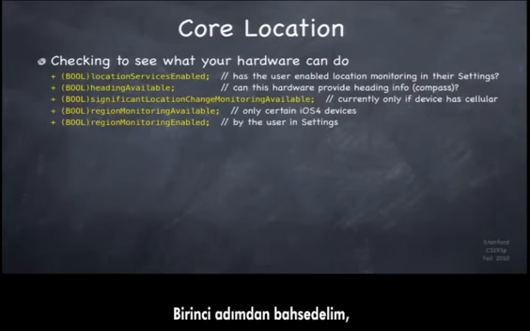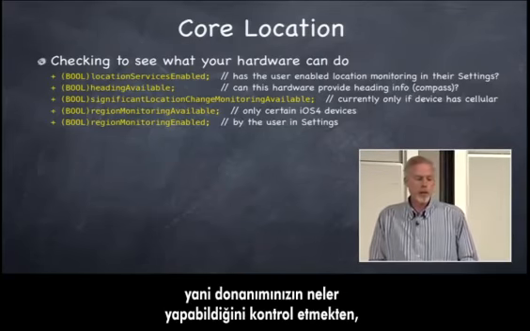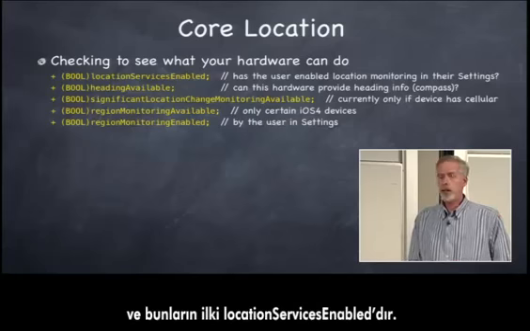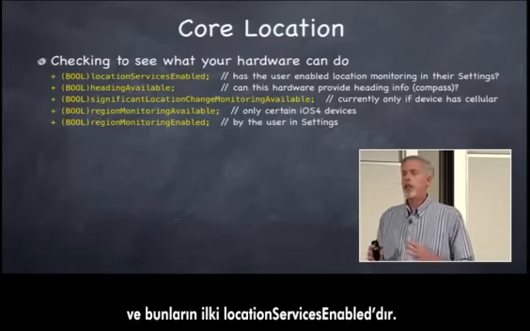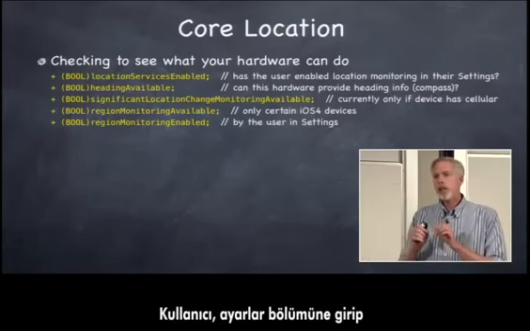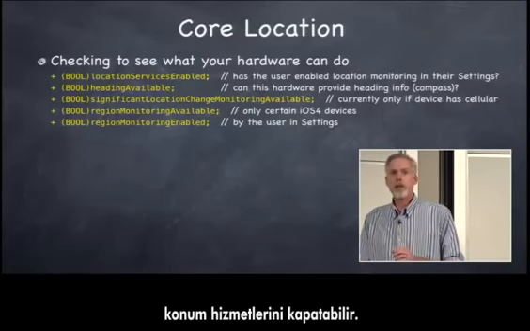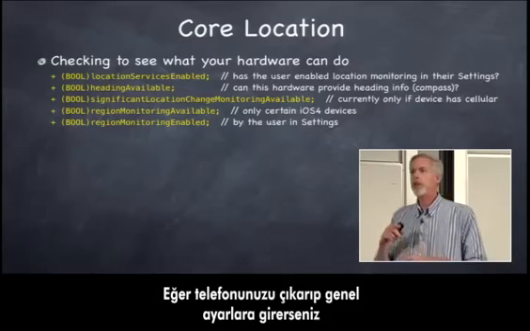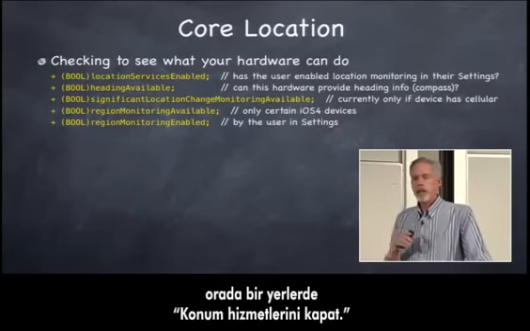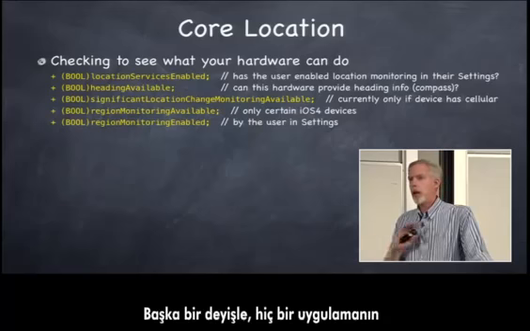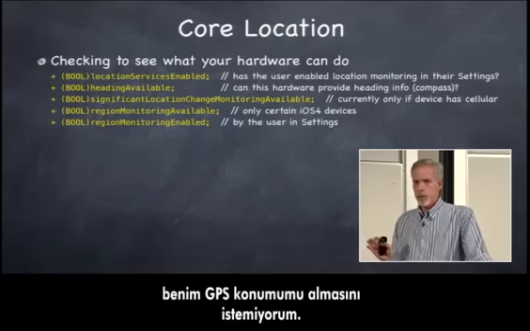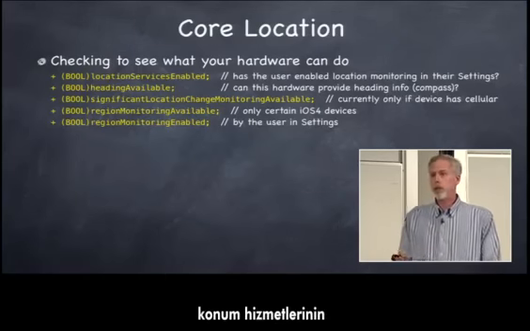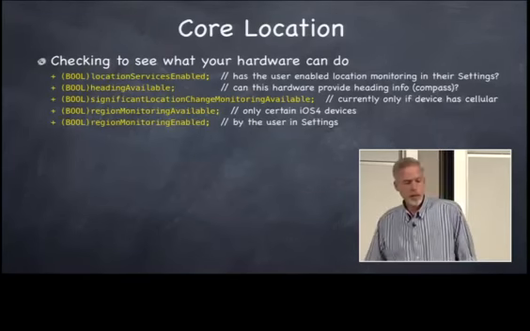All right, so let's talk about step one, which is checking to see what your hardware can do. So first, these are all class methods in CLLocationManager. The first one, locationServicesEnabled: the user is actually able to go turn location services off in settings. If you get your phone out and go to general settings, you'll see somewhere a setting that says turn location services off. In other words, I don't want any apps getting my GPS location or whatever. So this method will tell you whether location services are enabled at all on your device.